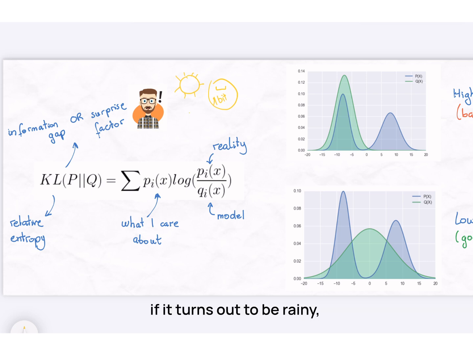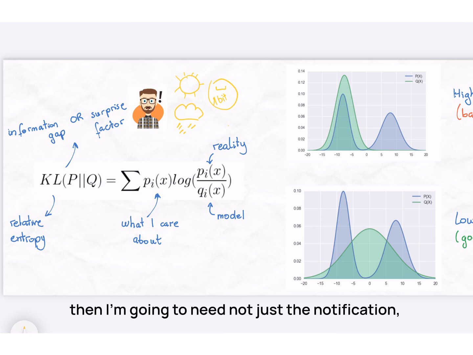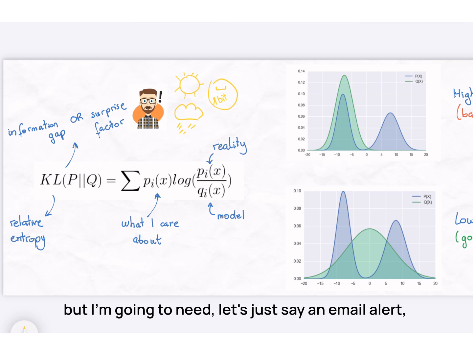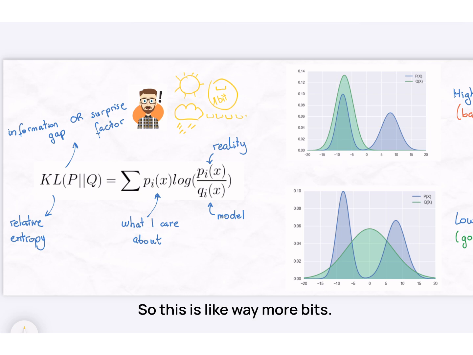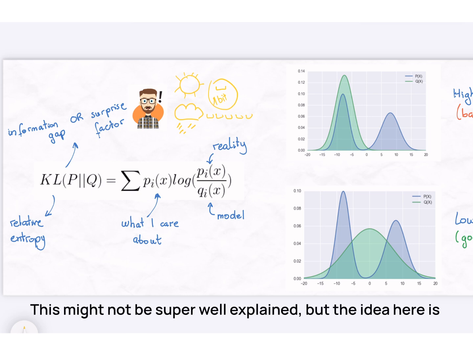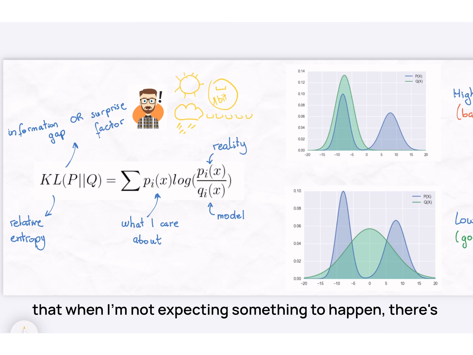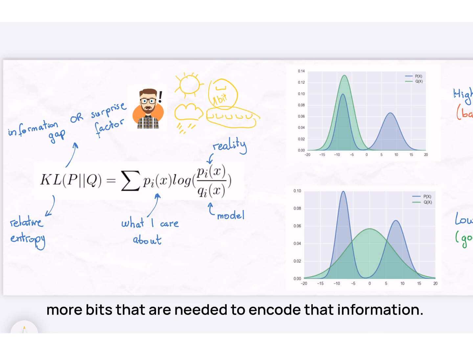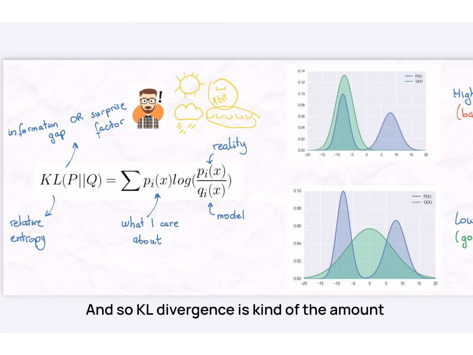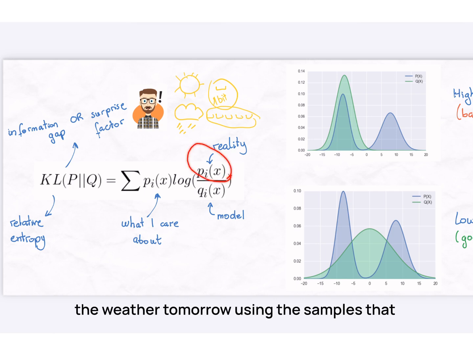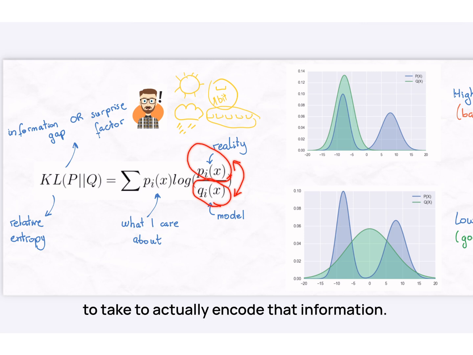However, if it turns out to be rainy, then I'm not going to need just a notification, but let's say an email alert. I'm going to need the news or something like that. So this is like way more bits. And this might not be super well explained, but the idea here is that when I'm not expecting something to happen, there are more bits that are needed to encode that information. And so KL divergence is kind of the amount of extra information required to predict the weather tomorrow using the samples that I've drawn from this model right here. So the more these two distributions are not close together, the more bits it's going to take to actually encode that information, and hence you're going to have a larger KL.